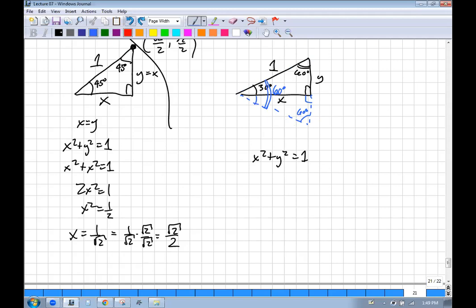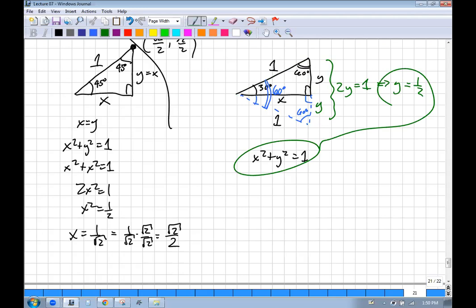So this is still 1. If this is y and this is y, this is 2y. Well, if it's equilateral, that means 1, 1, 1. That means 2y has to be 1. This has to be a length 1. So we automatically know that y is 1/2. So if I know the Pythagorean theorem and y equals 1/2, I can plug that in.